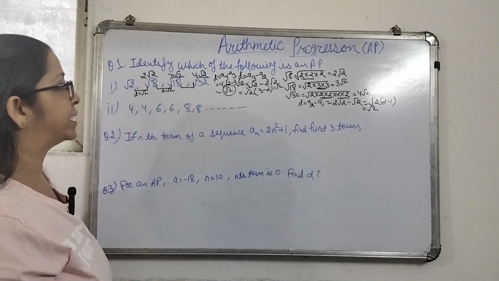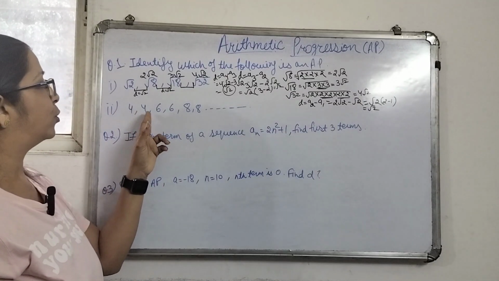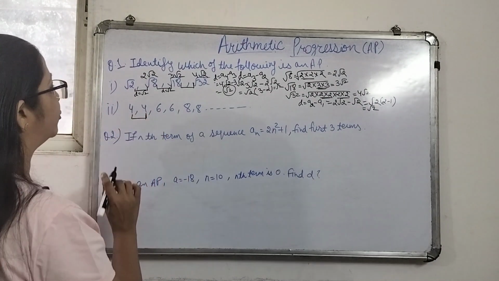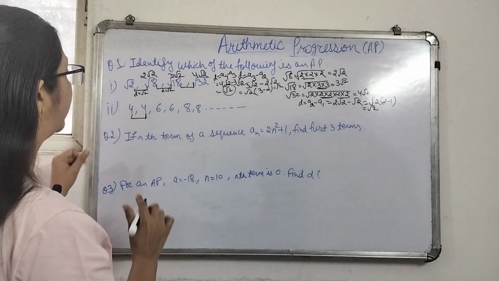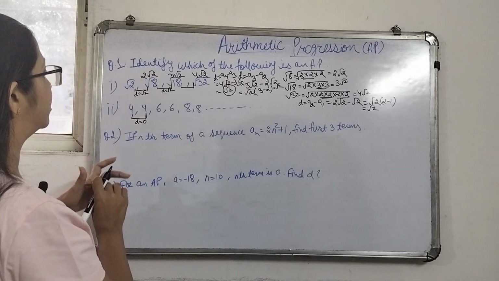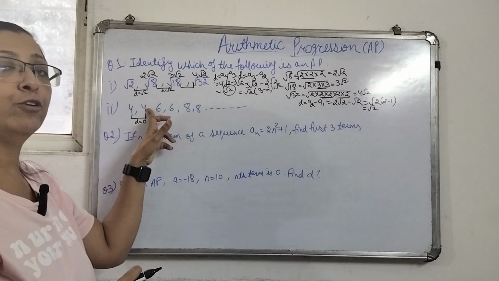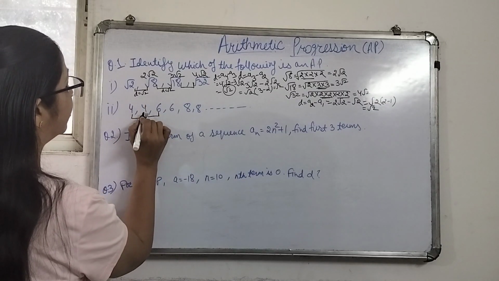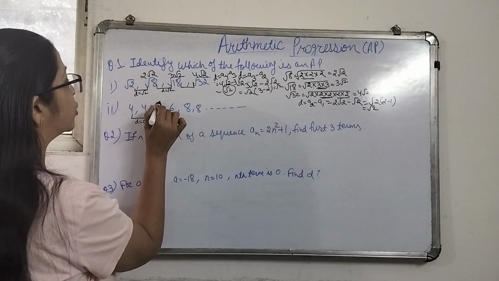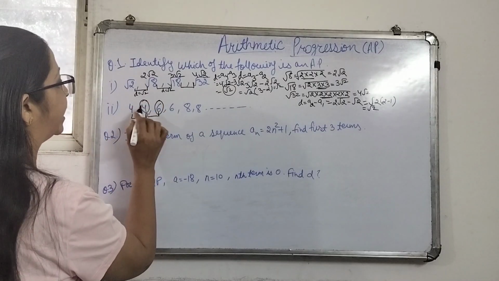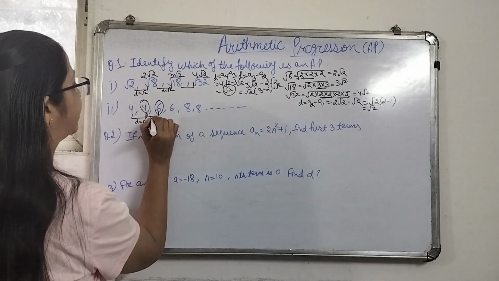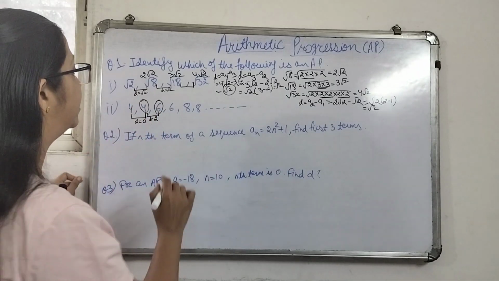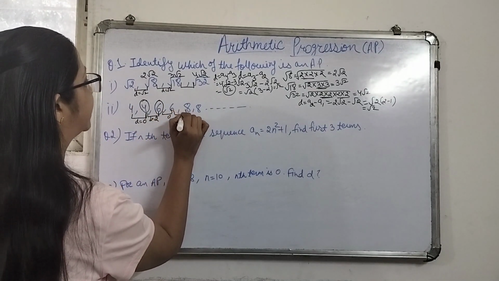Now we will see the second question. It is 4, 4, 6, 6, 8, 8. Here, from the first term to the second term, the value of D is 0, because to 4 we have added 0 to get 4. From the second to the third term, A3 minus A2 is 2. That means here the value of D is 2. The number which we have added is 2 over here. Here again it is 0. Here again it is 2.